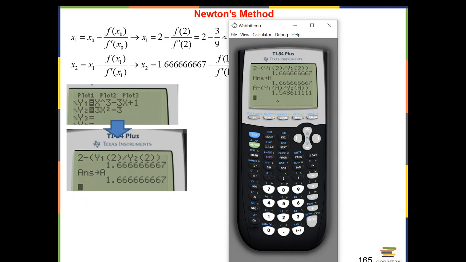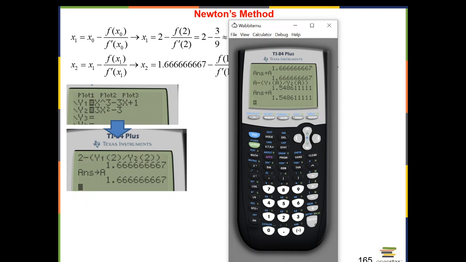Now I'm going to store it in B, right? I can store it in B and do it again. In fact, I can even store it in A because I used A already. I can store it in A again. So let me store it in A. Okay. Now A has this new number, right?